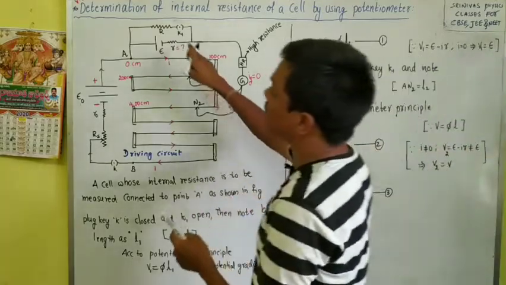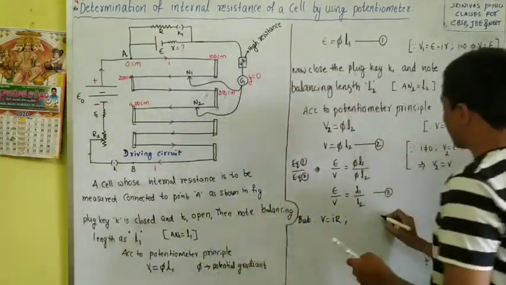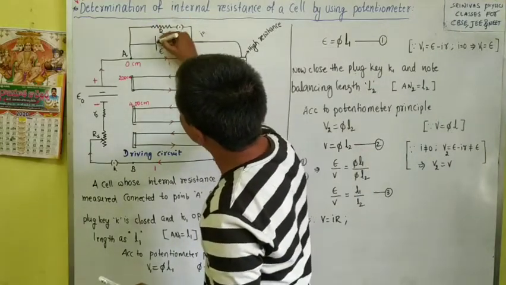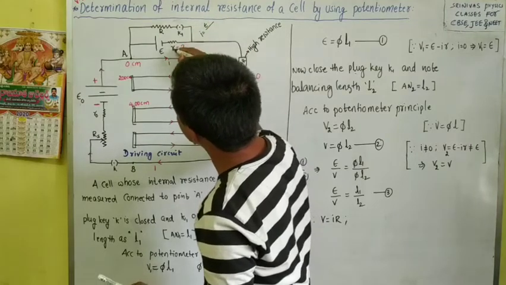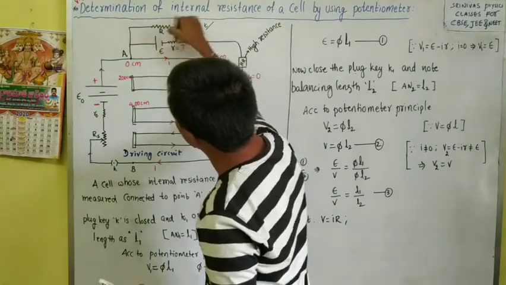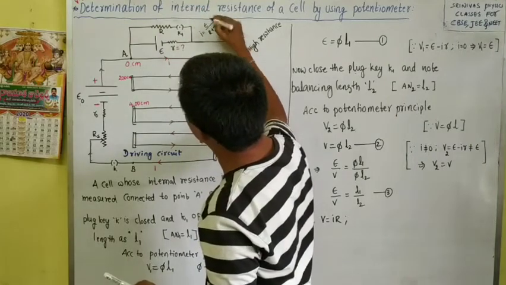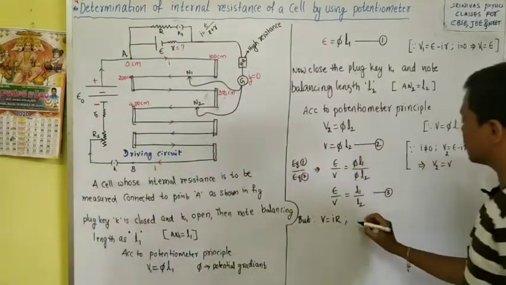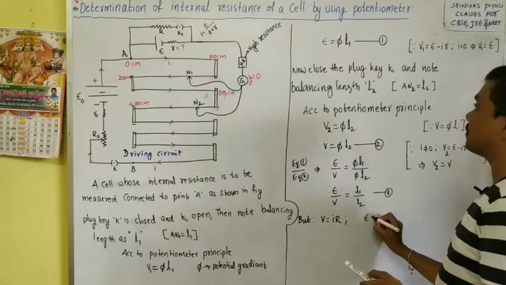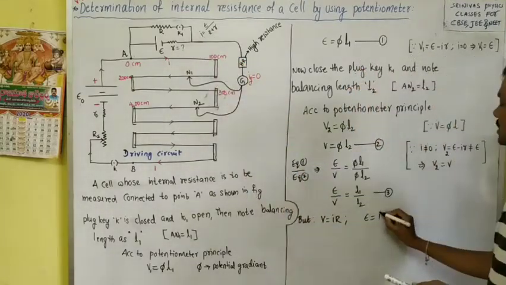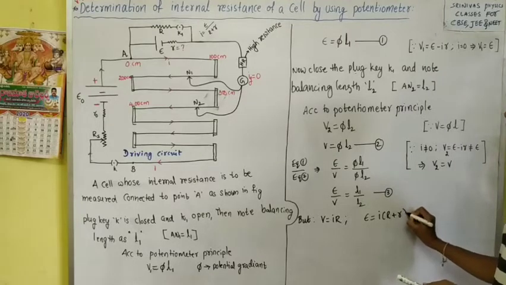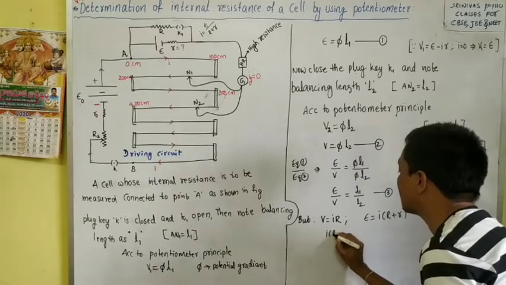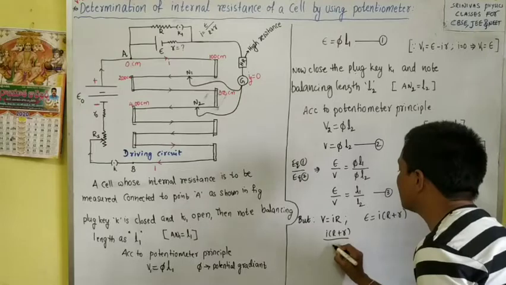And how do we write the EMF of the cell in this circuit? If you want to write the current in this closed path, the current is equal to effective EMF by effective resistance. Effective EMF is E, effective resistance is capital R plus small r. From that formula we can write E is equal to I into capital R plus small r. These two equations we substitute in the above equation, then we will get E by V as I into capital R plus small r by IR.